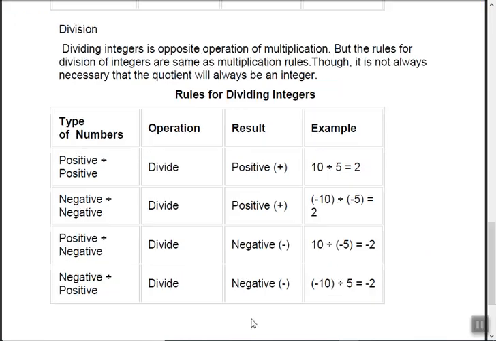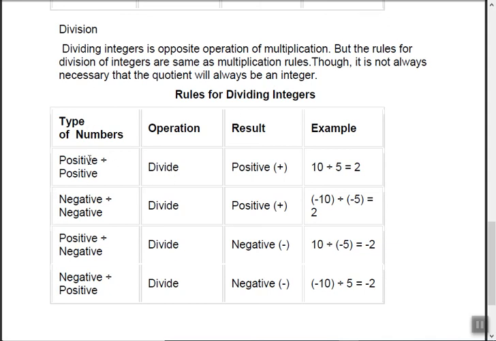Similarly, rules for division. Dividing integers is the opposite operation of multiplication, and the rules for division of integers are the same as multiplication rules. Though it is not always necessary that a quotient will be an integer. Only this is the difference. The quotient may not be an integer. Integer means it should not have a point, so if it is not an integer, it can have a point.